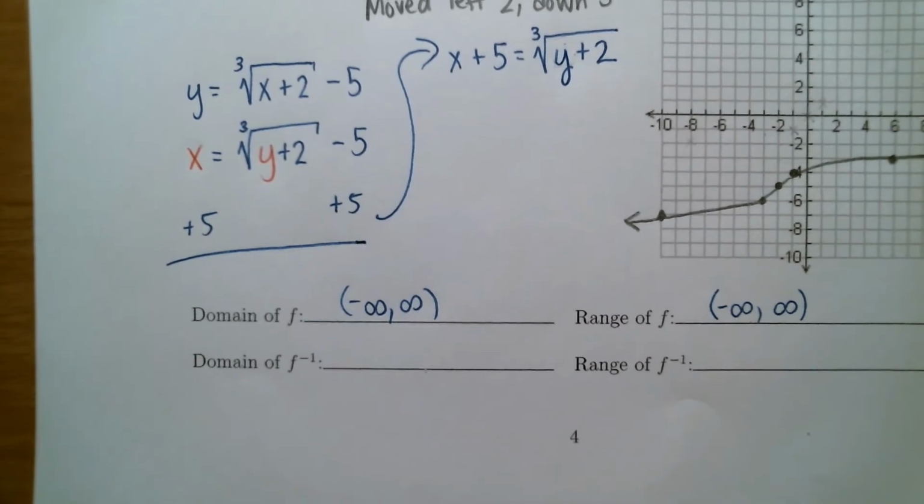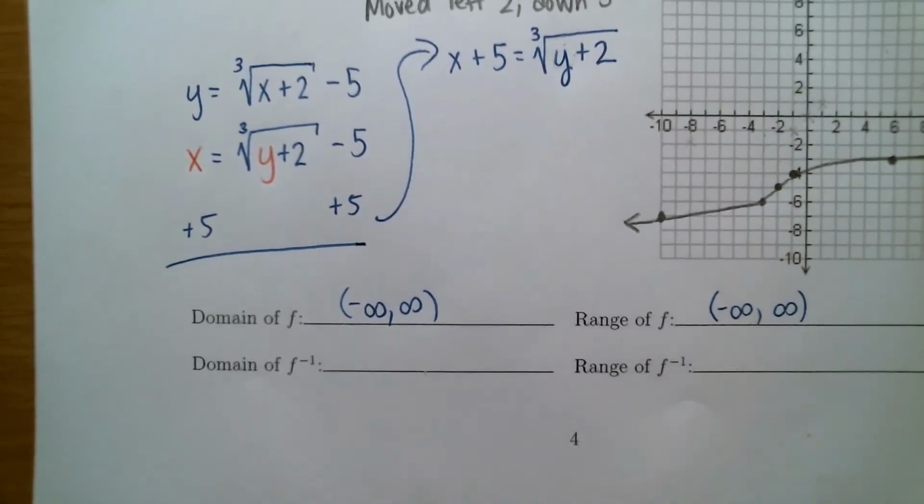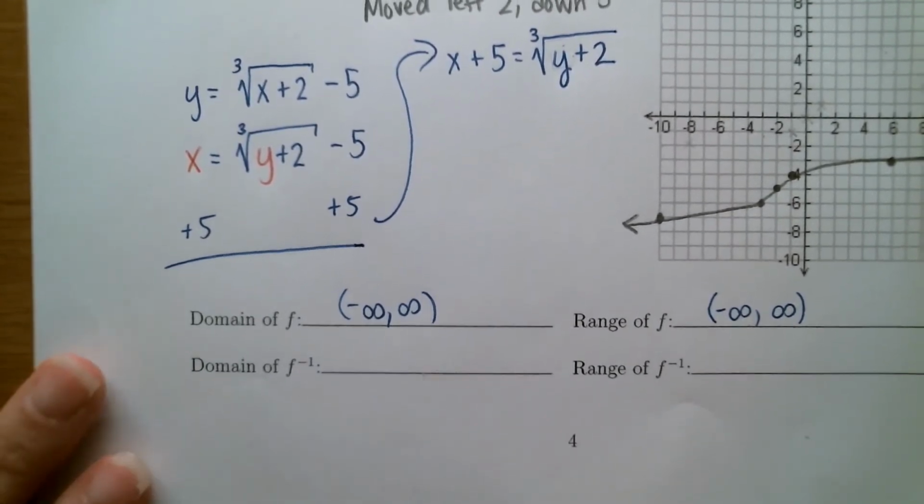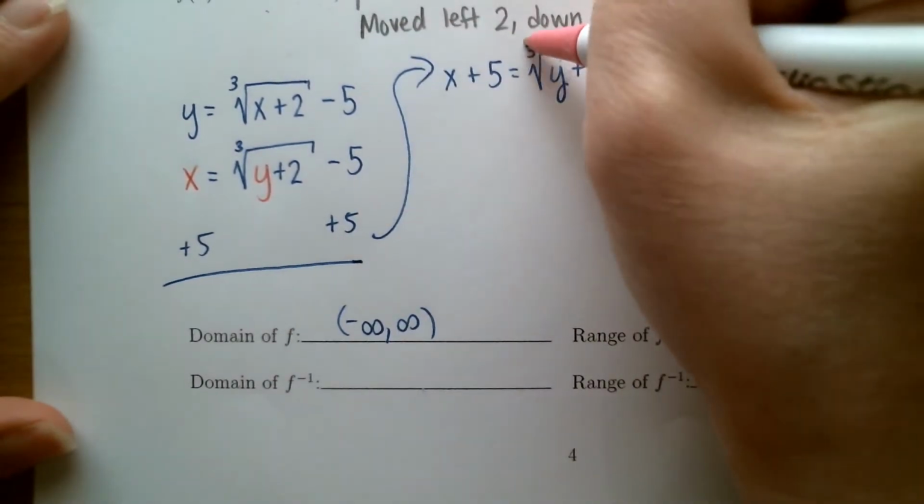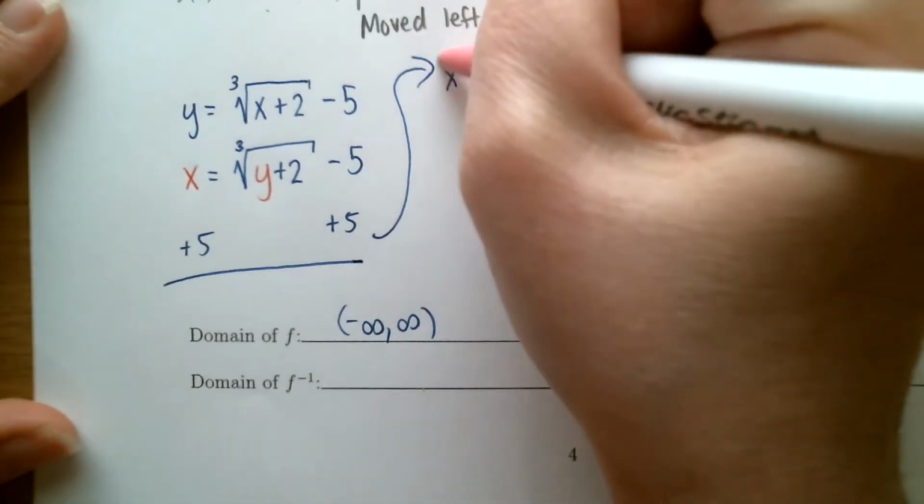Again, we're after that y, getting it isolated. Okay, the y plus 2 is trapped in the cubed root. So in order to undo a cubed root, you're going to cube both sides.